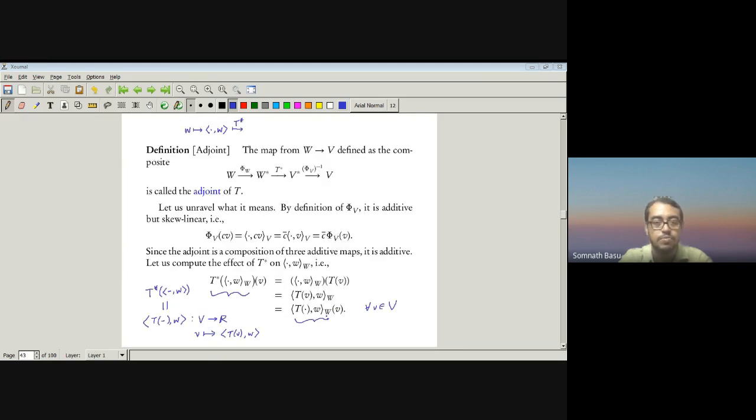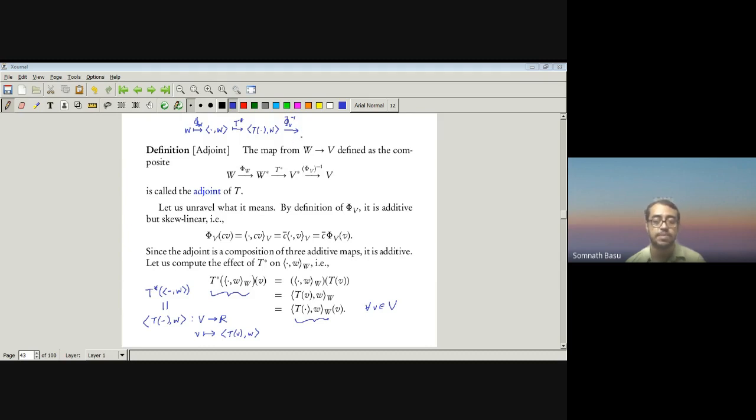So what did we observe? We observed that T star of this thing is going to go to this particular thing, T of dot. That's what this goes to, right? So this is the phi W. And now I want to apply capital phi V inverse.